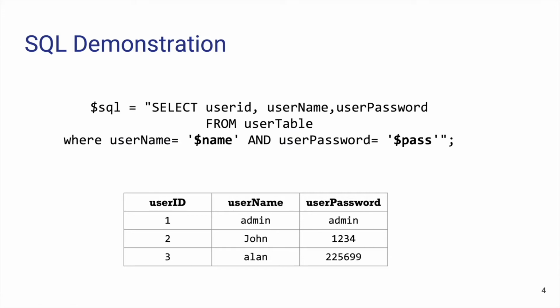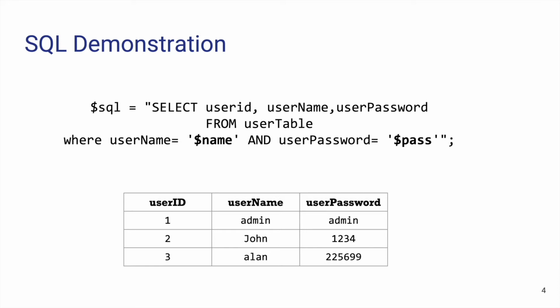This is a simple demonstration of SQL. Here we have a SQL query which selects user ID, username, and user password from a table called user table. And it tries to match the username and the password with the variables name and pass. And below we can see the database of the user table. It has three instances, 1, 2, and 3, having the usernames admin, John, and Allen, and their passwords.